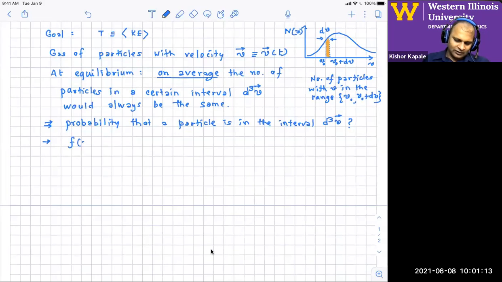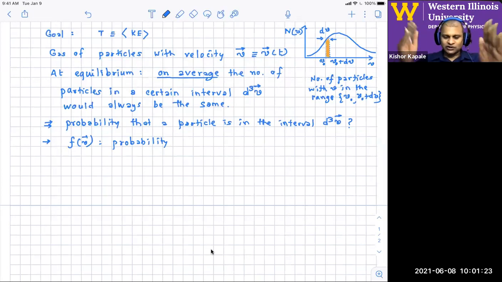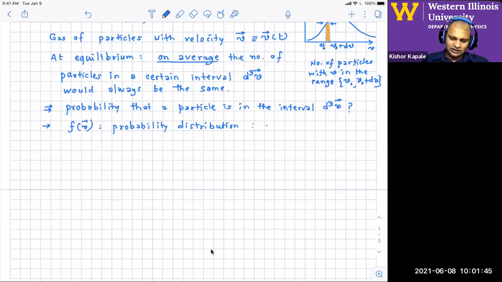f of v. Again, it's the probability distribution, because you find the probability for each small interval over the whole range of the velocities that are possible within that gas. So probability distribution. Okay, so lots of terms are coming up: probability distribution. After we go through this example, we will elaborate more on that, and we expect this probability distribution to be constant. They are rather independent of time.